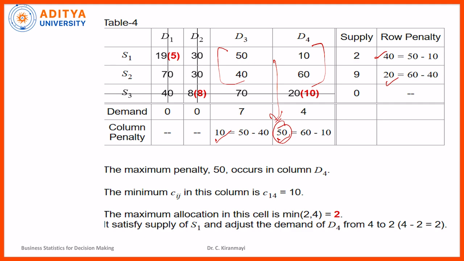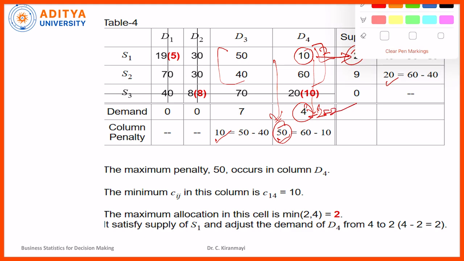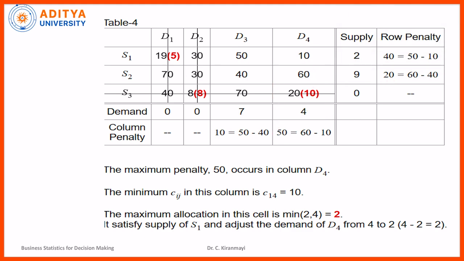In the fourth column, which is the least cost? 10 is the least cost. The supply is 2, the corresponding demand is 4. Which is lesser? 2 is lesser, so allocate 2 units. 4 minus 2 is going to be 2. This means 2 units must be supplied from source 1 to destination 4.